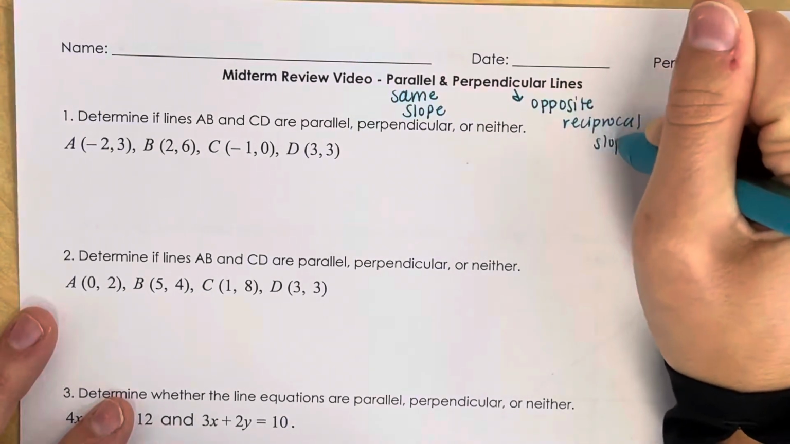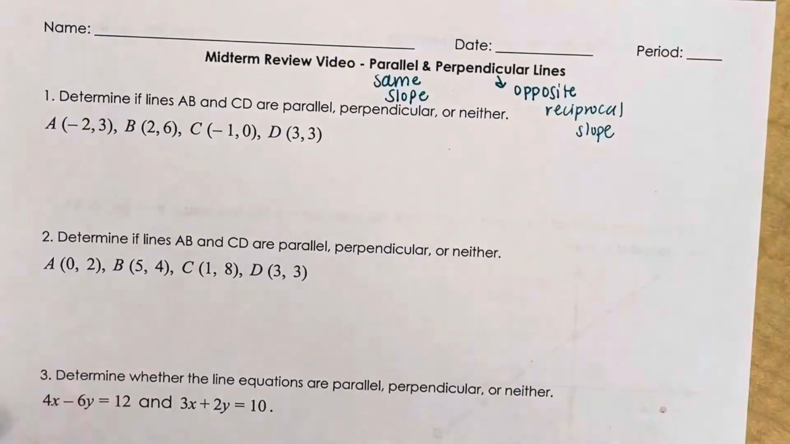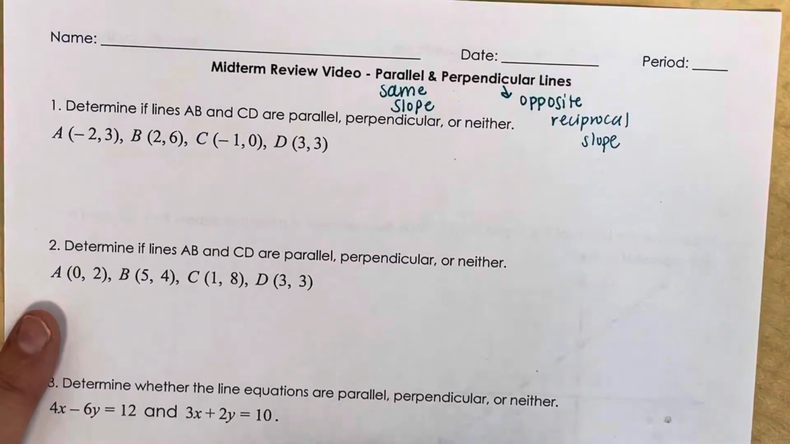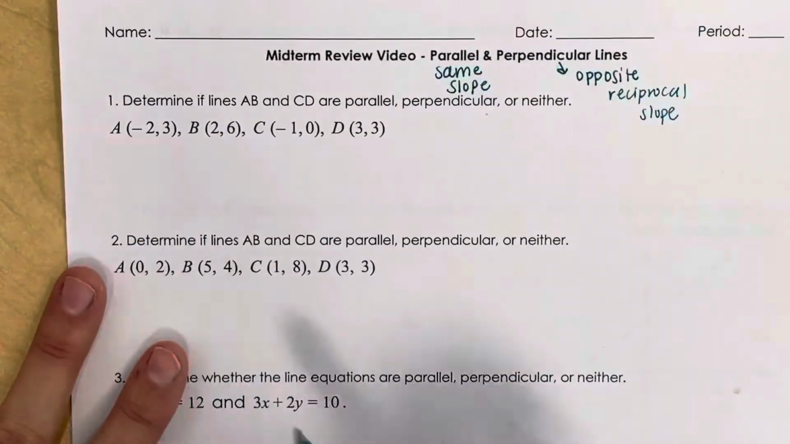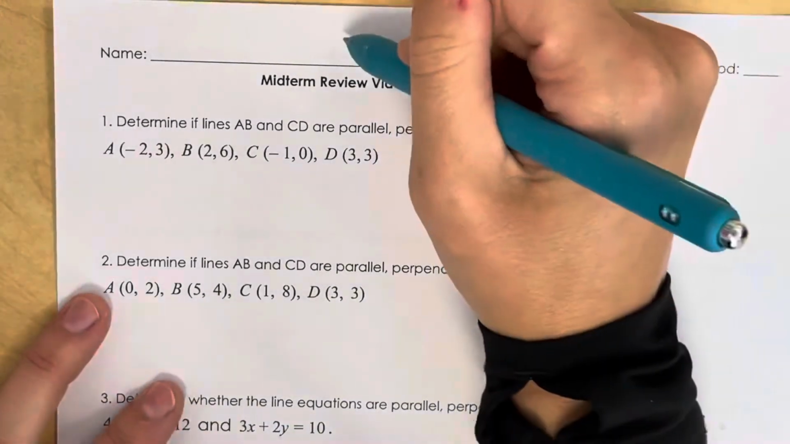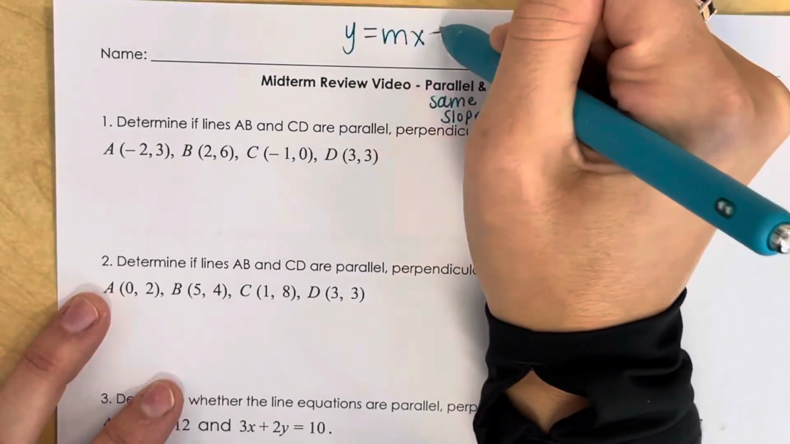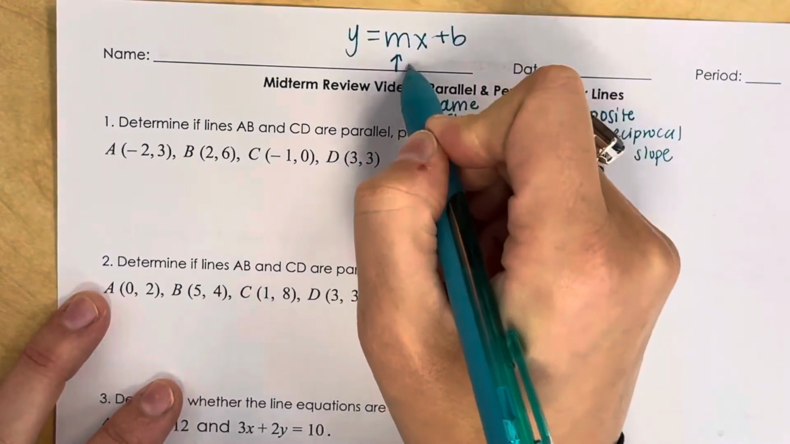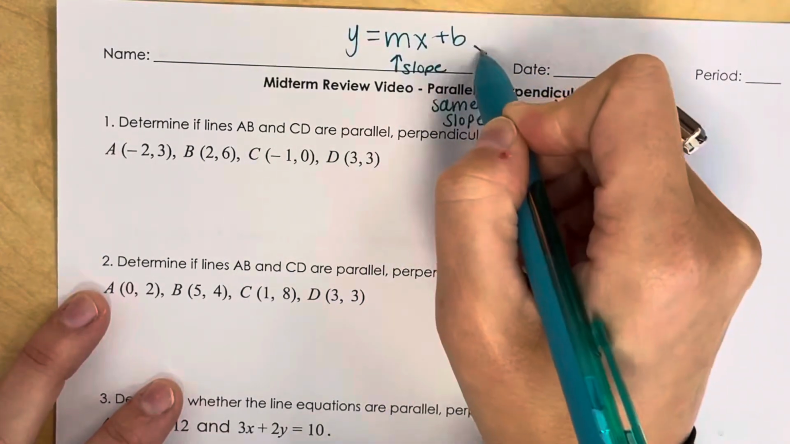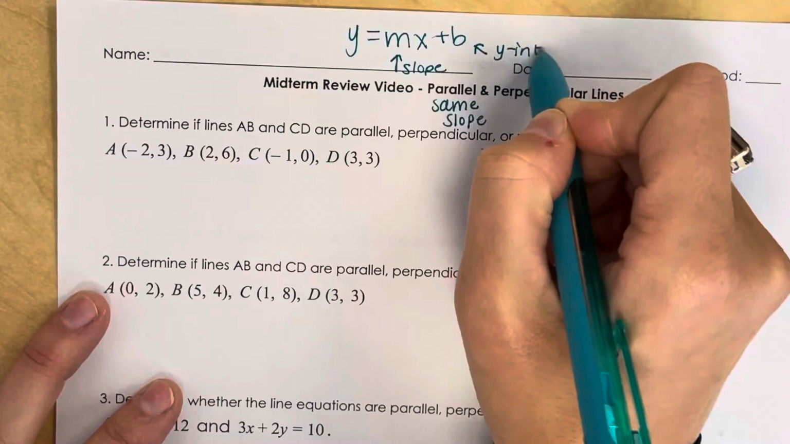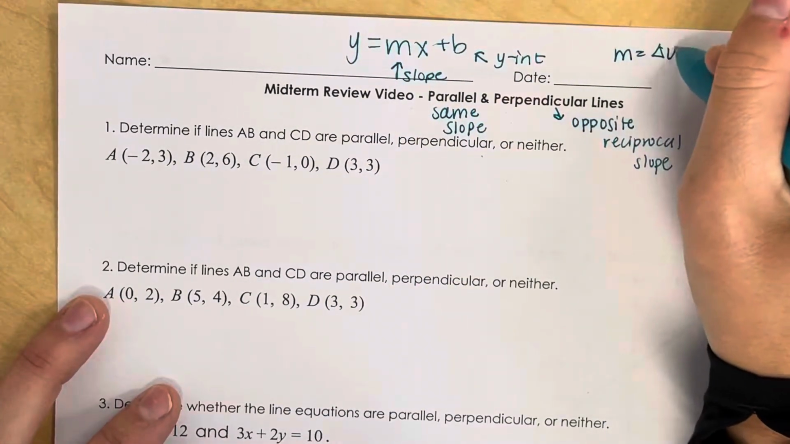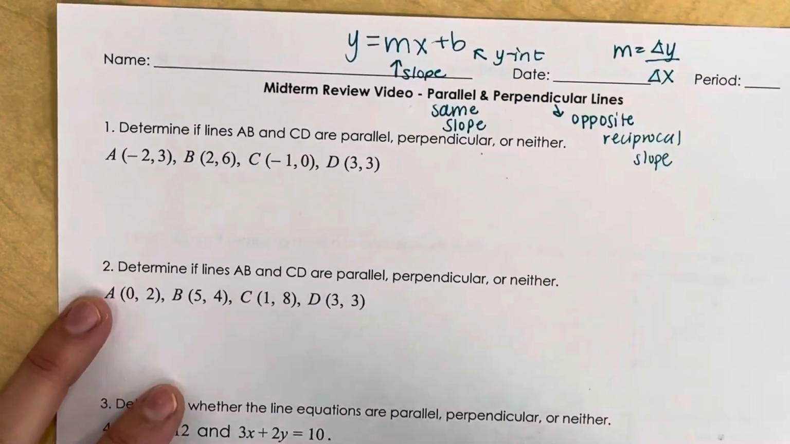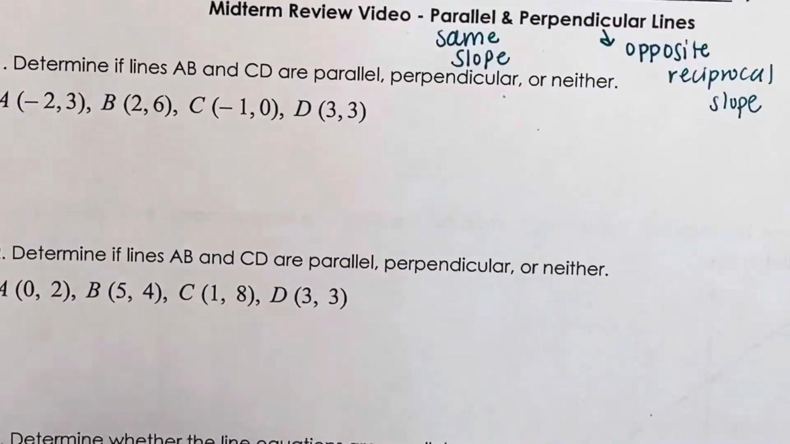Remember, opposite reciprocal means you take the fraction and flip it, and if it was positive, make it negative. If it's negative, you make it positive. To find the slope, if you're talking about a linear equation, y equals mx plus b. The slope is this m part, and the b is your y-intercept. To find slope, I'm always doing the change of y over the change of x, so how my y values change and then how my x values change.